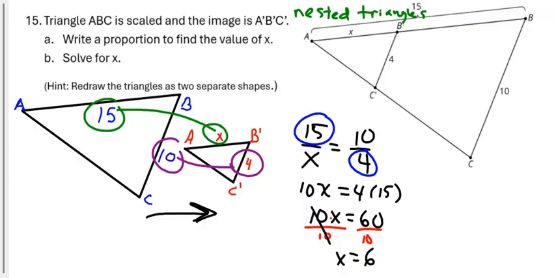If we wanted to do it the other way, the scale factor is going from 10 to 4, so that makes it 4/10, which is also 2/5. You simplify the fraction. So to go from 15 to x, I would multiply the 15 by the scale factor of 2/5.